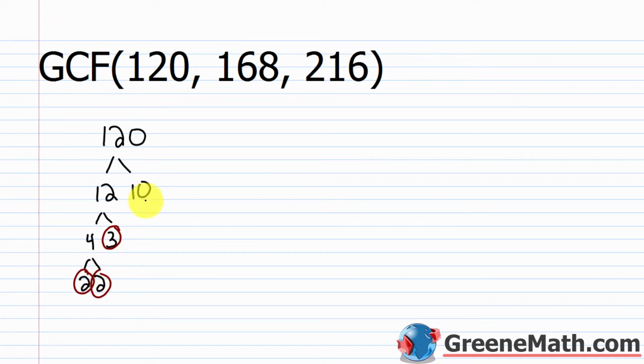All right, let's take a look at another. So we want to find the greatest common factor of 120, 168, and 216. So again, I'm just going to factor each one. So 120, and I'm going to start out, because it has a 0 at the end, I know it's divisible by 10, so I'm just going to go 12 times 10. 12, I can do 4 times 3, and 3 is prime. 4 is going to be 2 times 2, and 2 is prime. For 10, I'm going to write that as 5 times 2. 5 and 2 are both prime. All right, so that one's done.